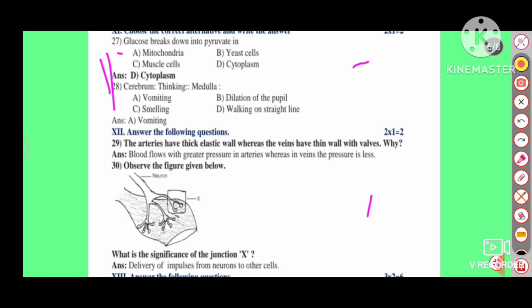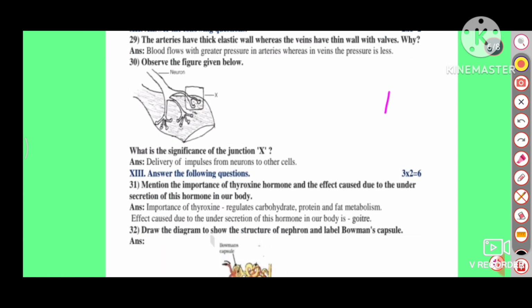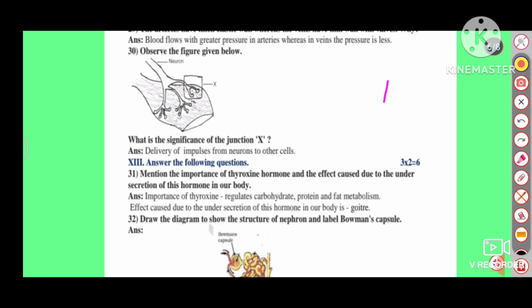Next question, observe the figure given below. Question, what is the significance of the junction X? Delivery of impulse from neurons to other cells.